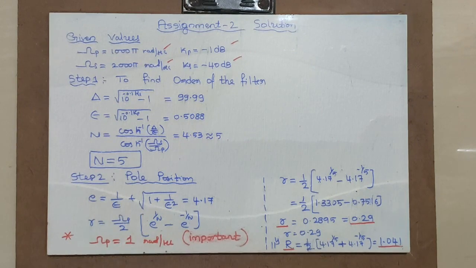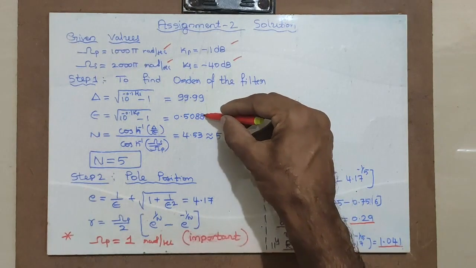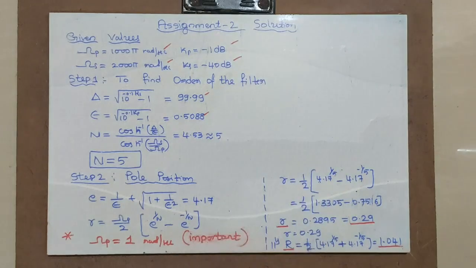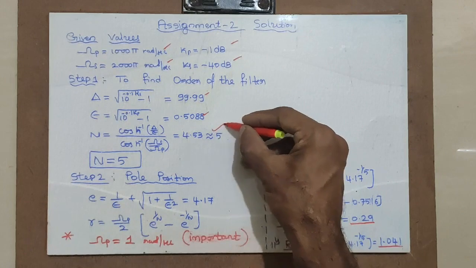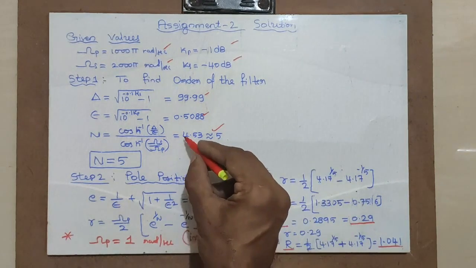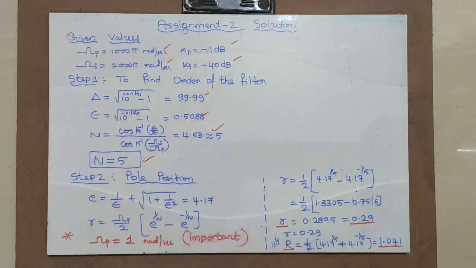Delta has come out to be 99.99 and epsilon, which is the square root of 10 raised to minus 0.1 Kp minus 1, has been found out to be 0.5088. Similarly, n is cosh inverse of delta by epsilon divided by cosh inverse of omega s by omega p. You have found it to be 4.53. Most of you have come out with this answer also. Fine. Now 4.53 is rounded off to 5. That is the answer.